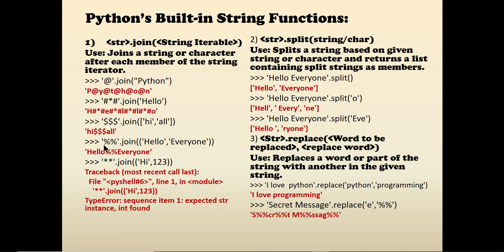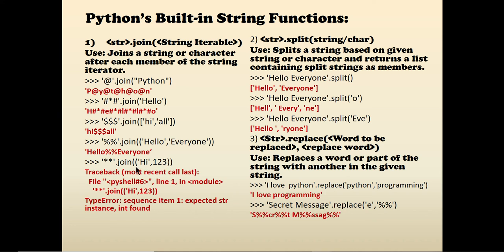It is percentage symbol dot join of hello, everyone. Hello is the first member, everyone is the second member. When you join, hello will be taken as the first member and it will be joined with everyone, and the result is a string. Have you noted? The result of a join function is always a string. Whether it is a list or tuple or whatever, the result of the join function is a string.